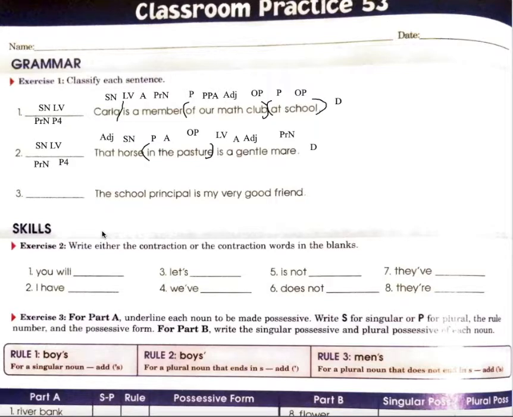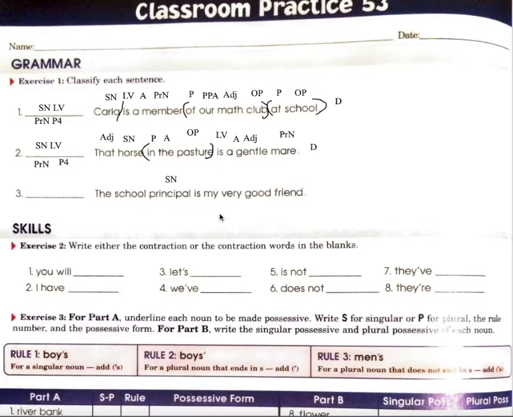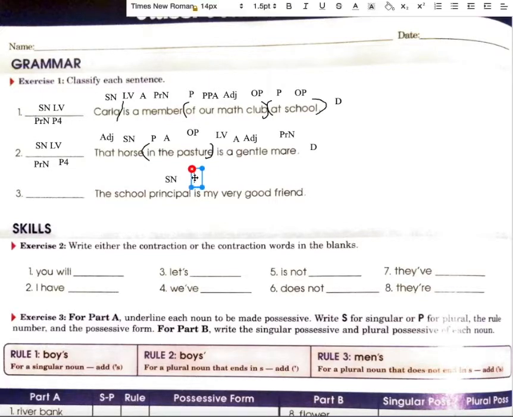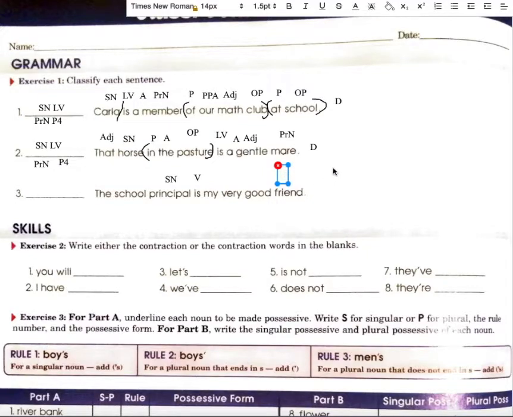Who is my very good friend? Principal. Subject noun. What is being said about principal? Principal is. Is a verb. Principal is who? Friend. Are they referring to the same person here? Do they mean the same thing? They do. So friend is a predicate noun. That means is a linking verb. Is usually is a linking verb or a helping verb.